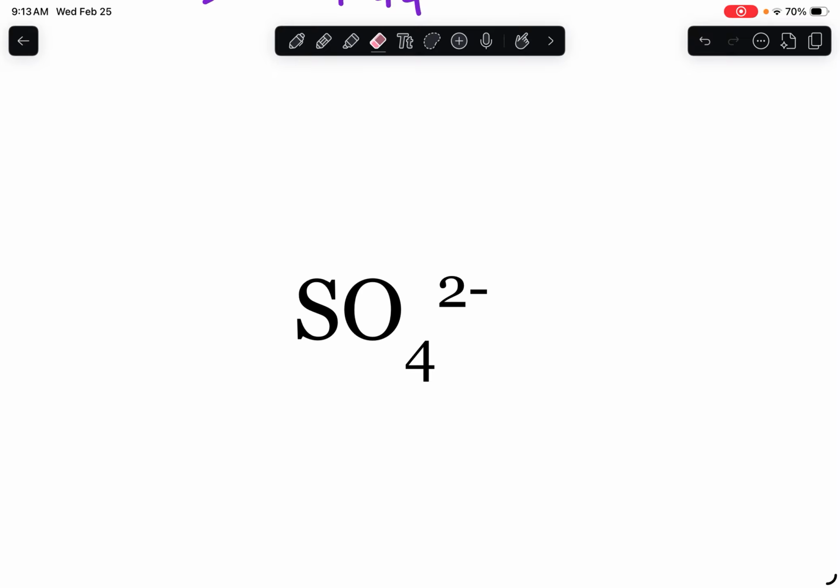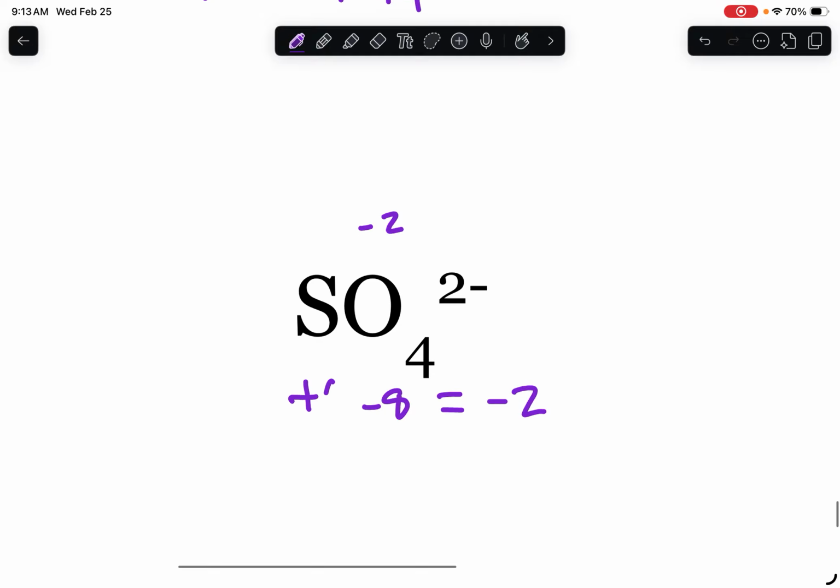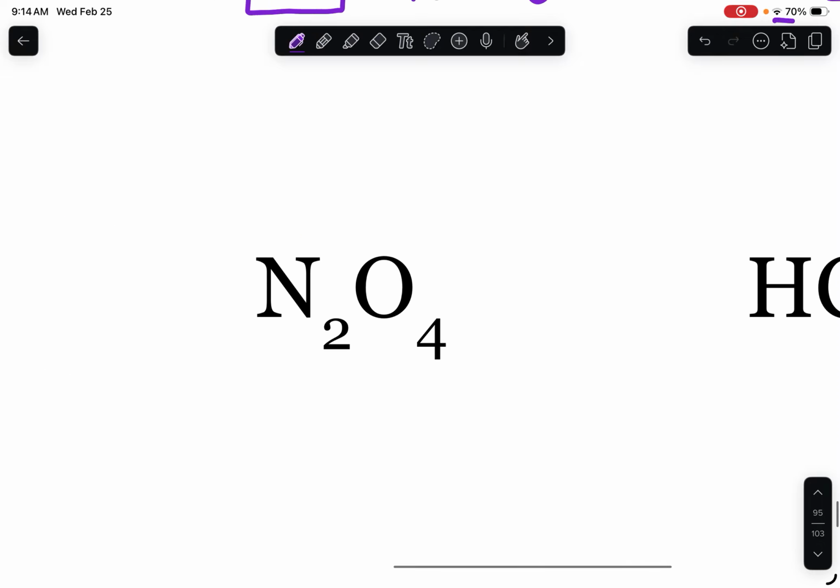Each oxygen is -2. The total from oxygen is -8, and the total for the sulfur and all 4 oxygens need to equal -2 because this is a polyatomic ion, sulfate, with a -2 charge. Therefore, the sulfur better be +6. There's only one sulfur, so that one sulfur is +6. Now try this one.